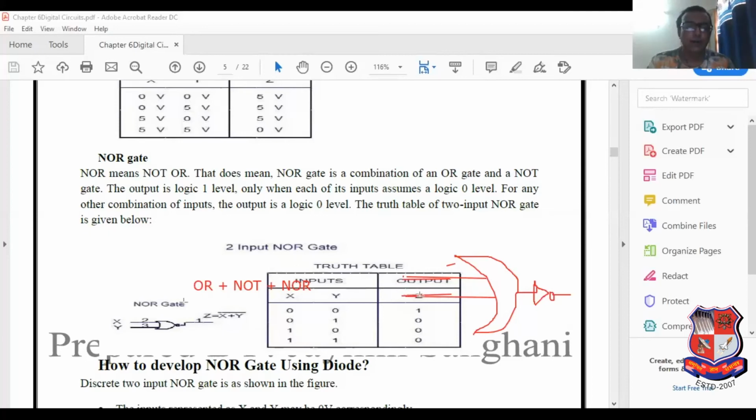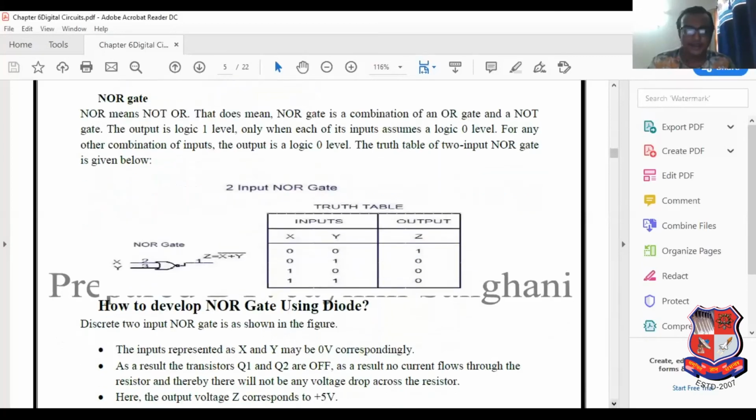(A plus B) whole dash. See this, here X and Y inputs, that's why (X plus Y) whole dash. So it is the NOR gate. It can be used in switching applications. I already mentioned the applications of NOR gate. Now, how to develop a NOR gate using diodes?